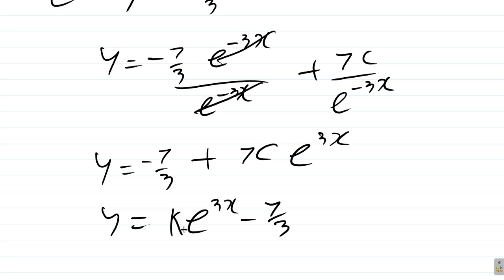Alright, so there we have it. So it's a constant times e to the 3x minus 7 divided by 3.